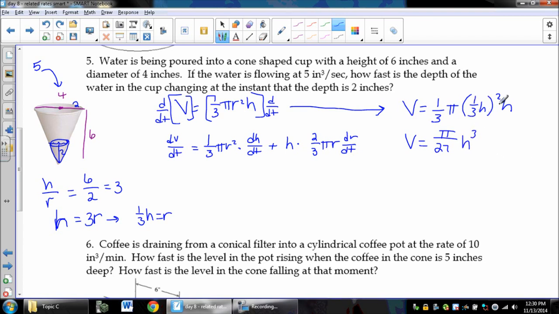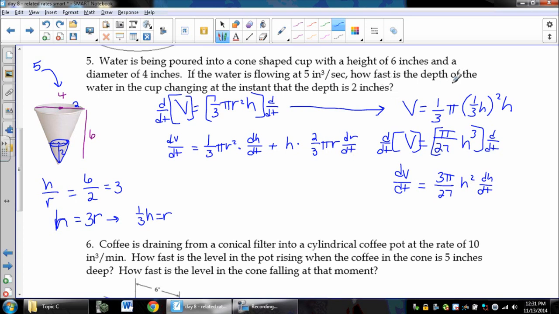Well, 1/3 squared is 1/9. 1/9 times a third is 1/27 times pi is pi over 27. h squared times h is h cubed. And now, when I go to take the derivative of both sides, d dt, I have dV dt equals, well, that would be 3 pi over 27, or pi over 9, h squared dh dt. No product rule needed.